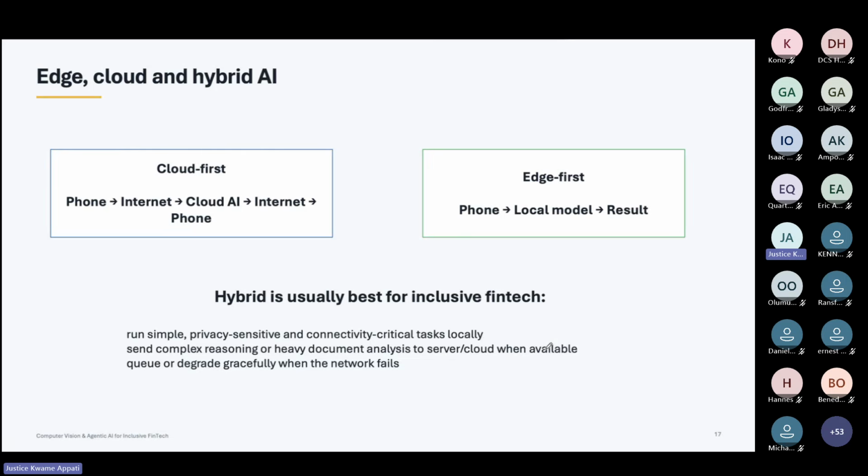Okay. Now, the issue of the edge, the cloud, the hybrid. In all of this, if you go cloud first, then what do you need? The phone, the internet, the cloud, the internet, back to the phone. So I go from the phone, hit the internet, enter the cloud, and come back through the internet onto your phone. Is that turnaround time conducive for users? Or you want to go edge first? Your phone, a local model, a result.